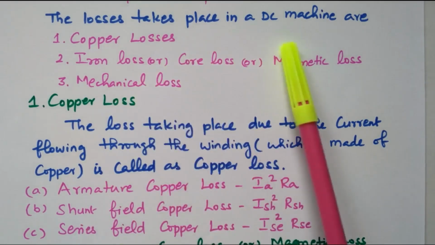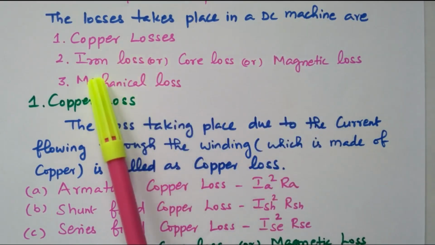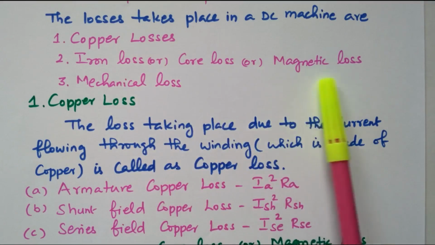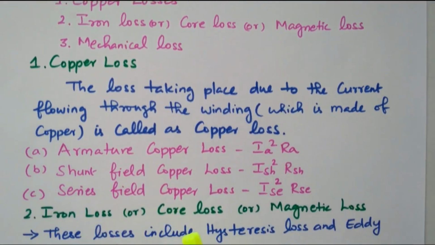So the losses take place in the DC machine. DC machine means it can be used as either a motor or a generator. The losses are copper loss, iron loss (or core loss, or magnetic loss), and then the mechanical loss. First we will see the copper loss.